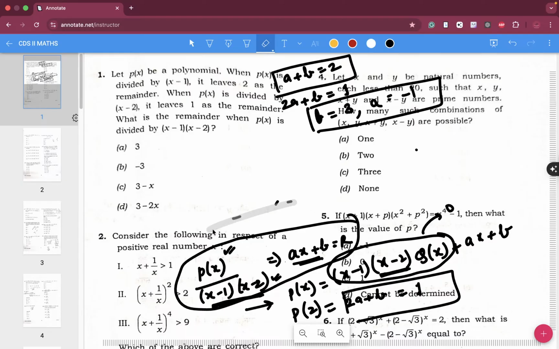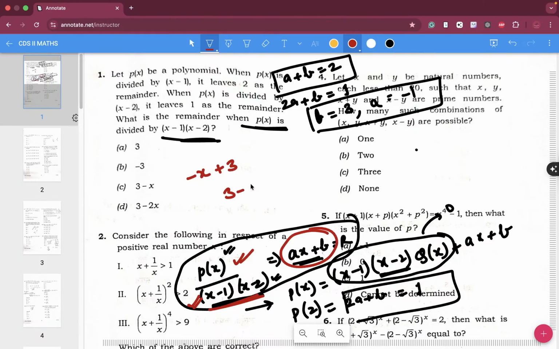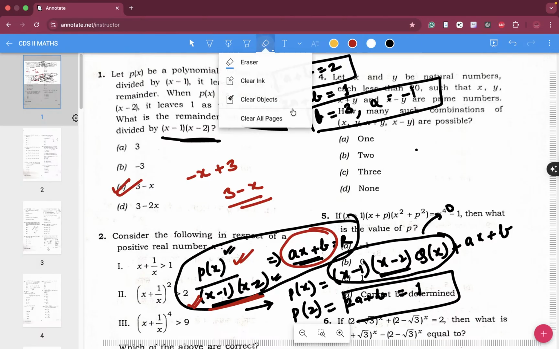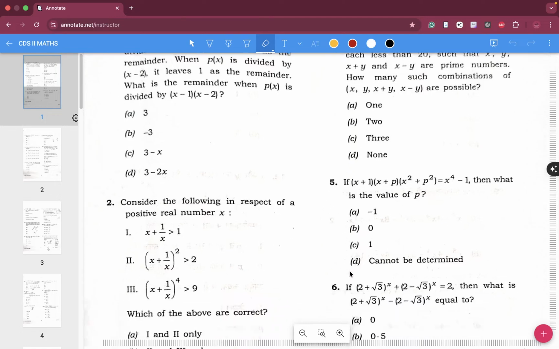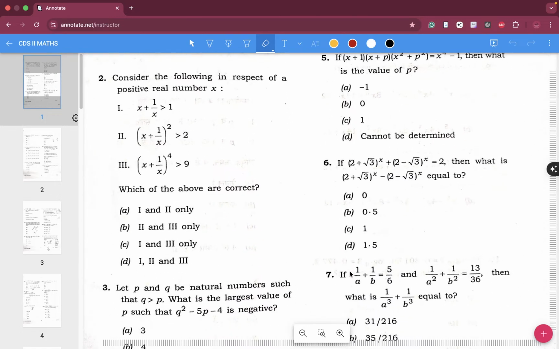Then they are asking what the remainder is when p of x is divided by this. So what did we say over here? When p of x is divided by x minus 1 into x minus 2, the remainder is ax plus b. A value is minus 1, so minus x plus 3, or otherwise 3 minus x. We have C as the answer to this particular question, folks. Please go through the question again. I have explained in much more detail, so if you have any problem understanding it, please go back and try to understand it again.